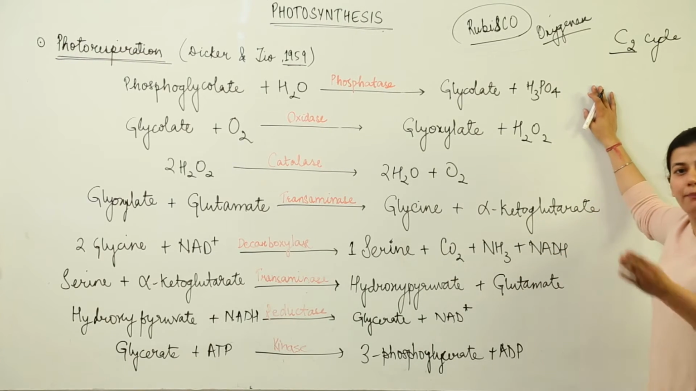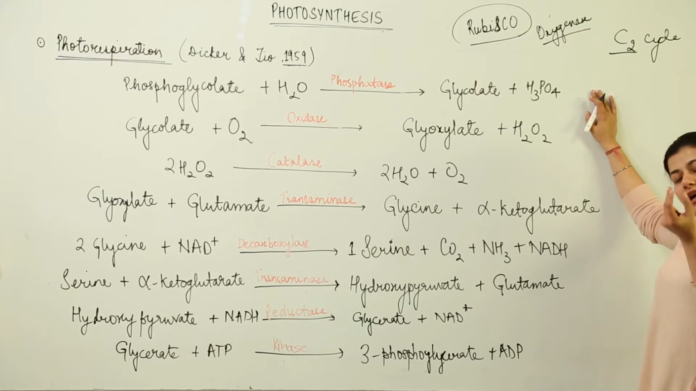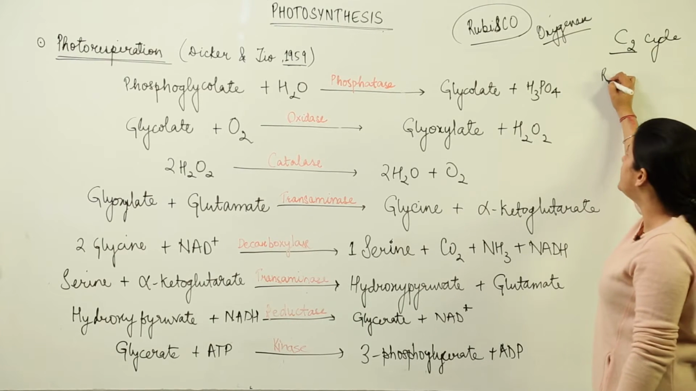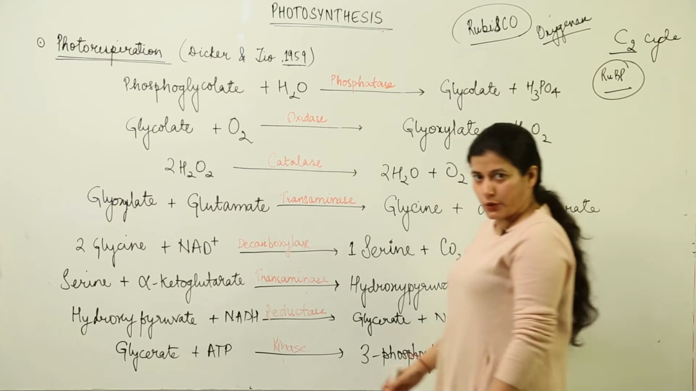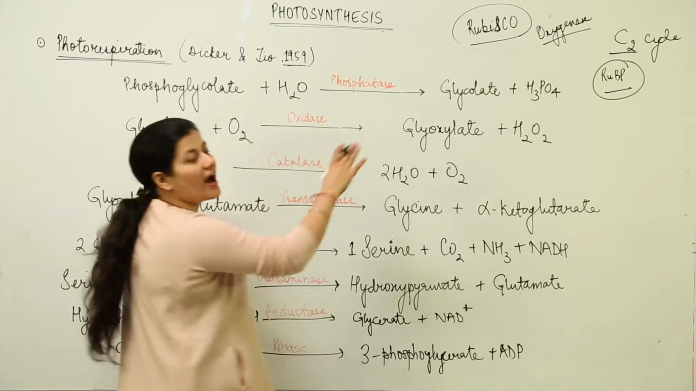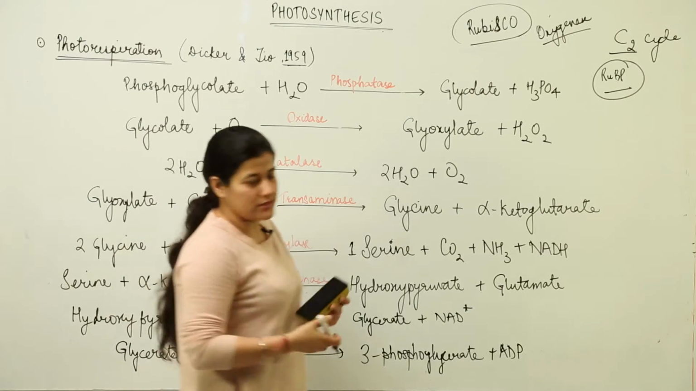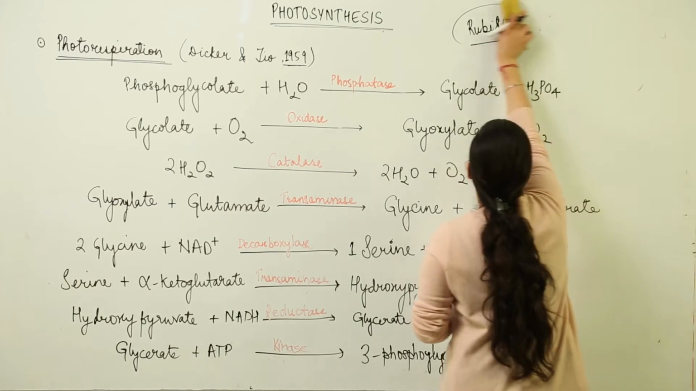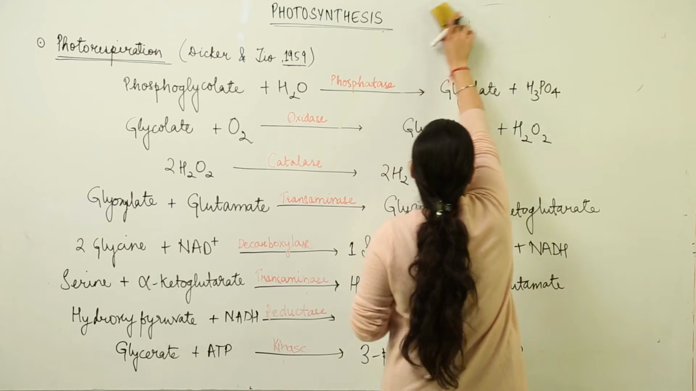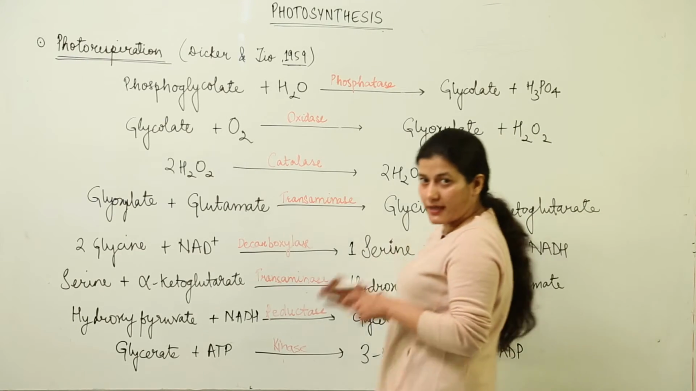Now you remember what happens in the C3 cycle? In the C3 cycle, there is a carbon dioxide molecule. It comes and joins with RuBP. Where there is RuBP, there would be Rubisco. Now this RuBP is a 5 carbon compound. What happens in the case of photorespiration? If we simply see its definition, it says that photorespiration is a process that leads to evolution of carbon dioxide.